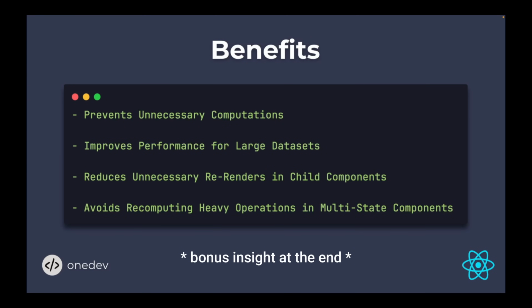So let's recap. The useMemo hook prevents unnecessary computations and improves performance for large datasets, like the array of products that we saw in the example. It reduces unnecessary re-renders in child components, because if we send that array of products as a param to a child component, when we prevent this array from being recalculated unnecessarily, we will prevent the child component from being re-rendered unnecessarily. And finally, it avoids recomputing heavy operations in multi-state components, those with more than one state.